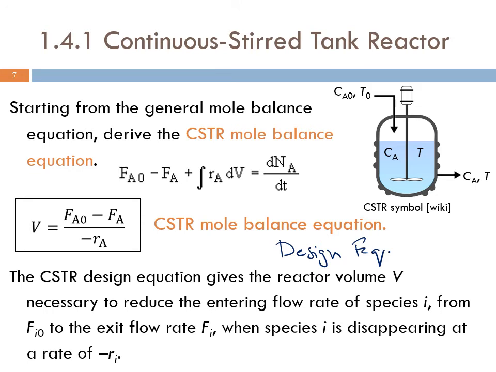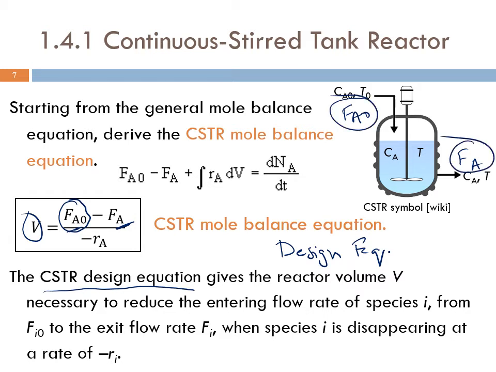Well, simply, the CSTR design equation gives the reactor volume necessary to reduce the entering molar flow rate of species I, or A in this case, from an initial value to the exit value, right? This is FA here, whereas FA naught is here. So it reduces the molar flow rate from FA naught to FA at the exit, when species I is disappearing at a rate of minus RI, or minus RA if we're talking about A. So that's the story of this equation.